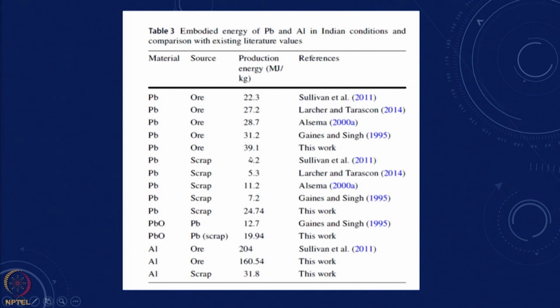From scrap, again you can see that there's a reasonable range, and of course the point to note is that the energy used from scrap is significantly lower than that in this case. And similarly, in the case of aluminum from ore, the embodied energy is actually lower than the international number. That's because of the basis of our production and the efficiency of our manufacturing. And then this is from the scrap.